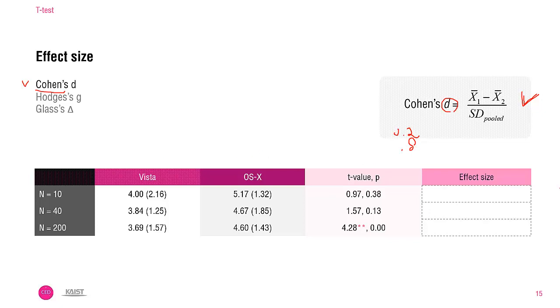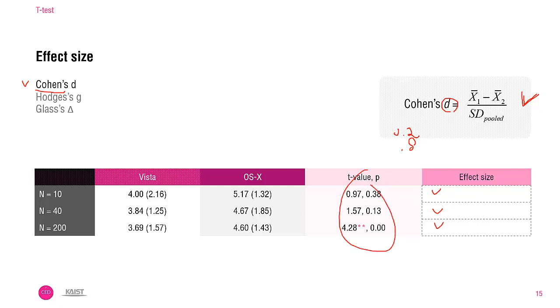And first, please calculate the three d values here. That is actually question number 5 of a before-class quiz. Based on the d values, we can add implications in addition to the statistical results.